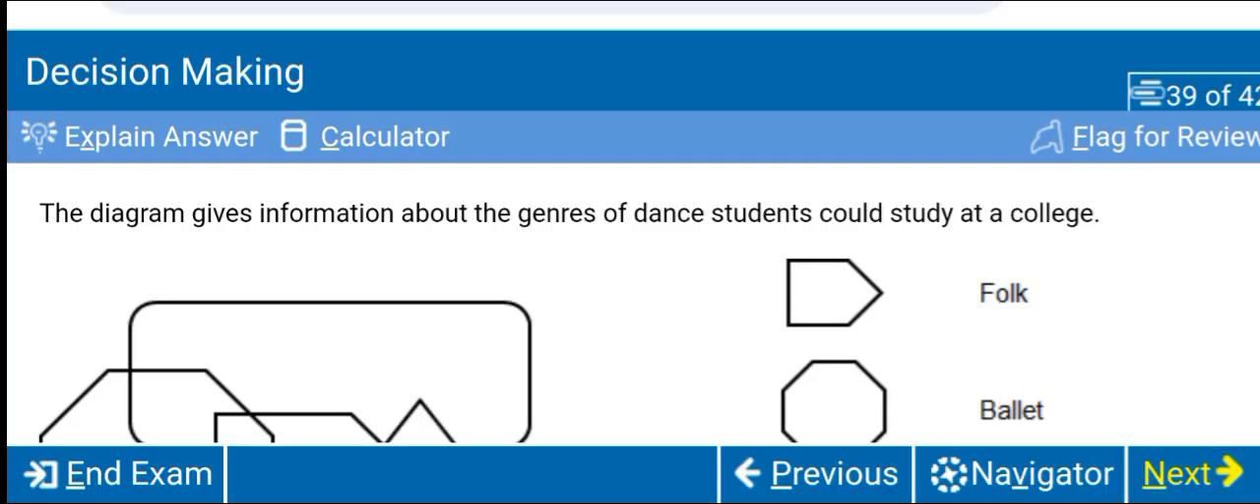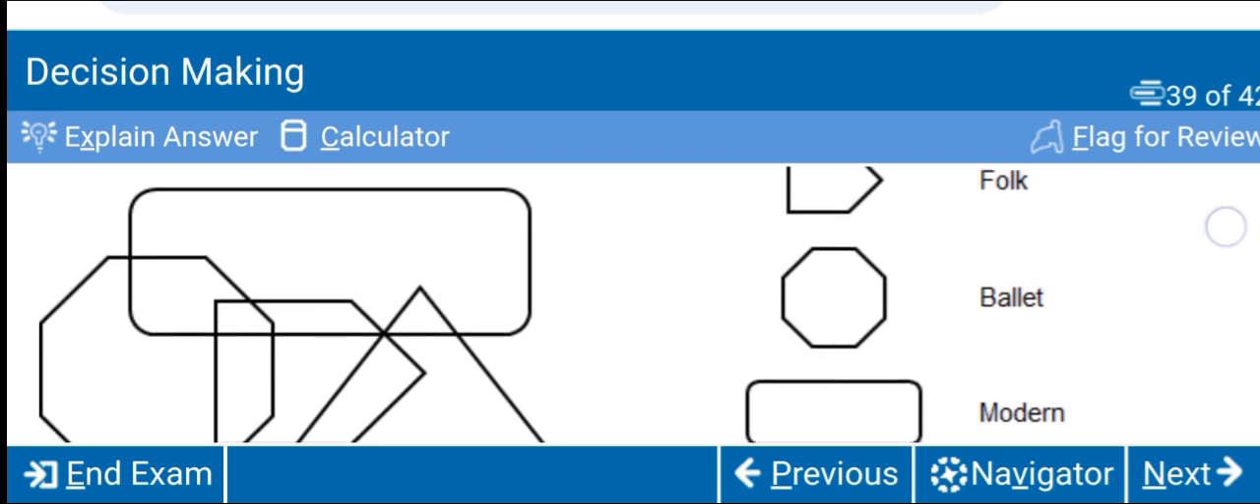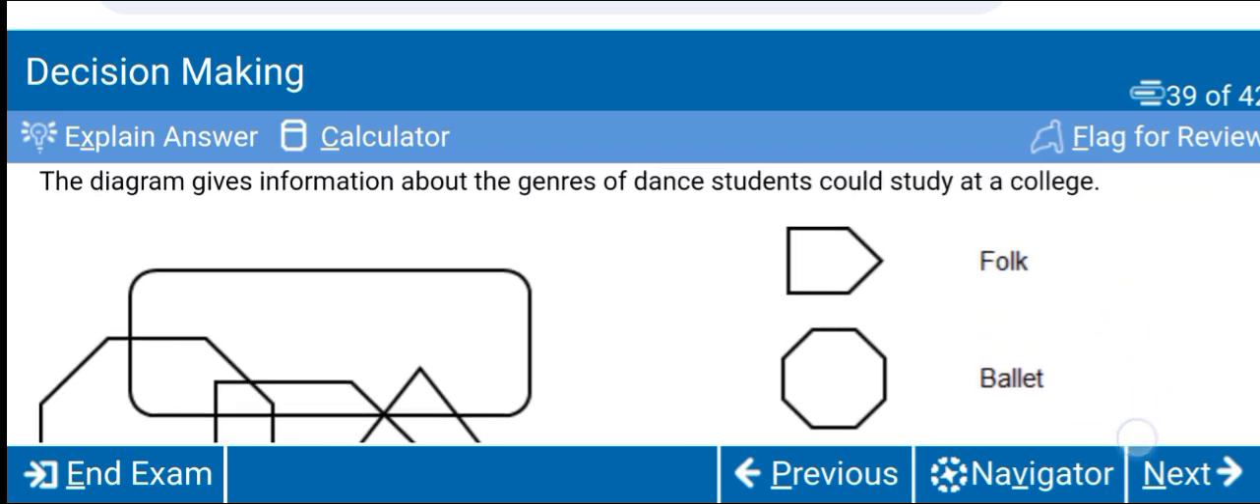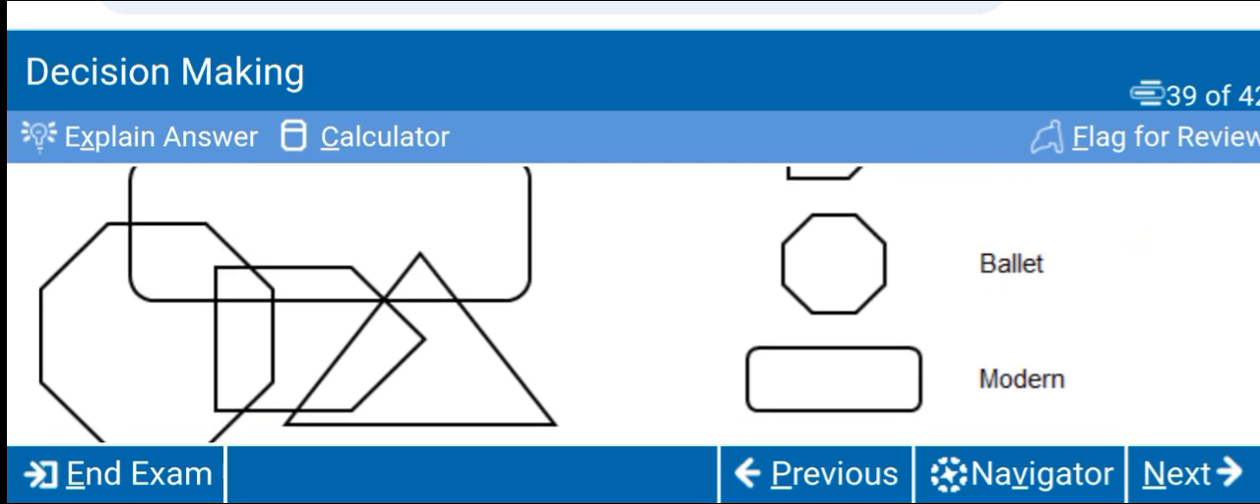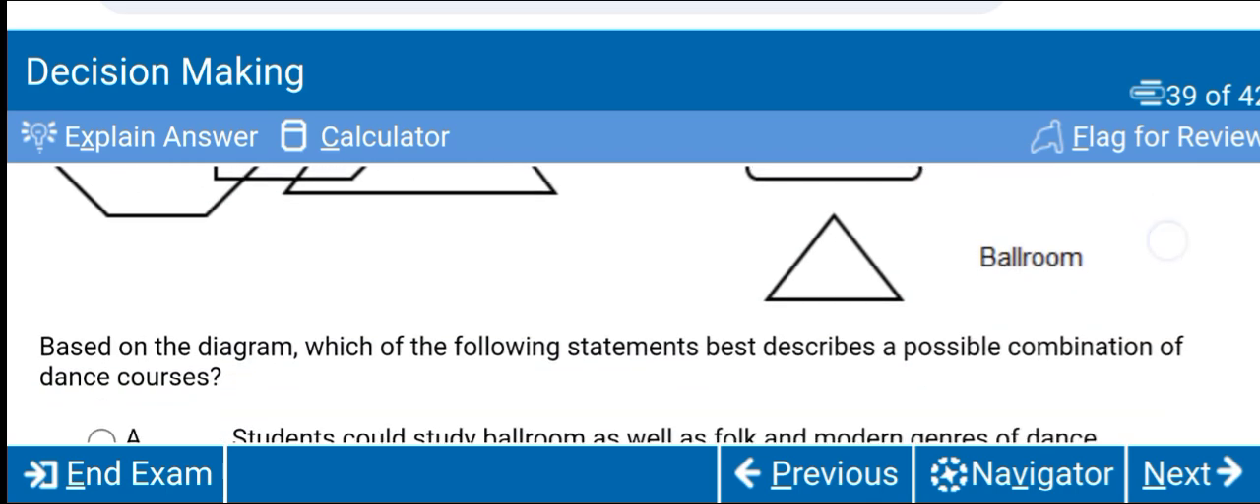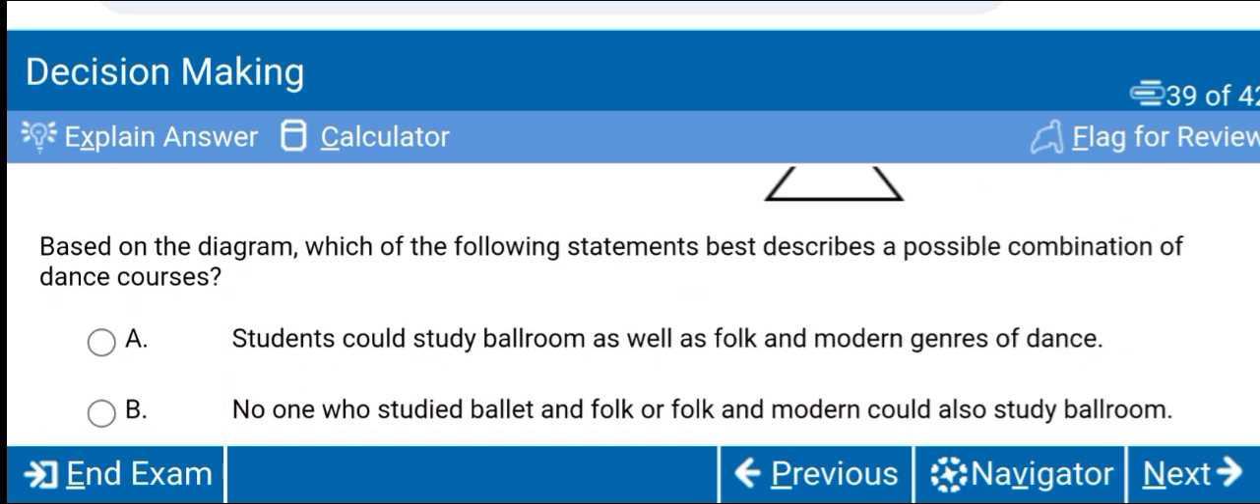Next we have a diagram that gives information about the genres of dance students could study at a college. Here we have this diagram. First represented folk, then we have ballet, modern, ballroom. Based on the diagram, which of the following statements best describes a possible combination of dance courses?